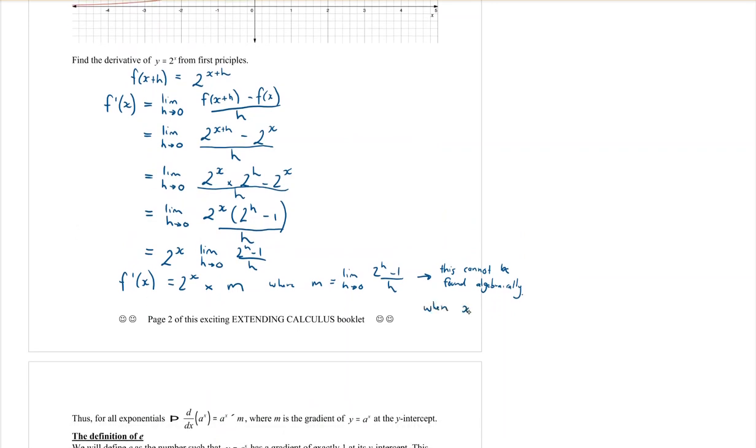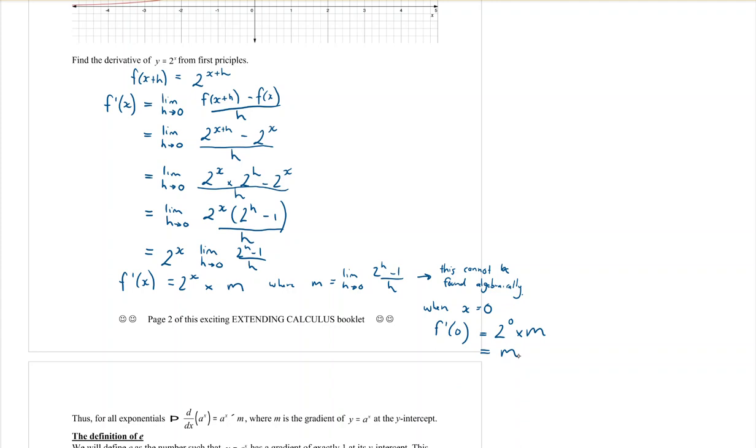When x is equal to 0, in that derivative, f dash 0, this is my original equation, which was 2 to the power of x. My derivative is 2 to the power of x, which is 2 to the power of 0, times this number m. What is 2 to the power of 0? Just 1. So whatever my gradient is, it is just equal to that constant. It has nothing to do with that 2 to the power of x. It is equal to whatever that constant is.